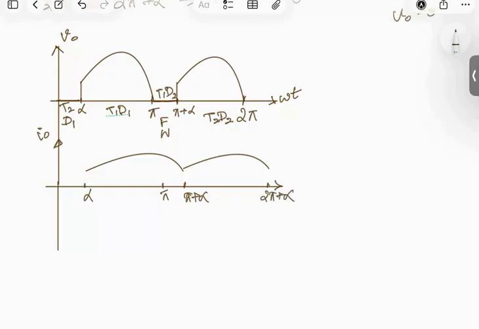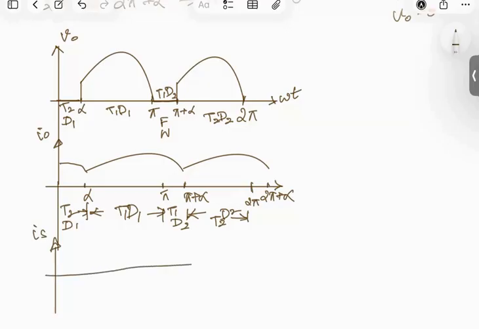And similarly, before alpha, we will have the current. So from alpha to pi, the current will be carried by T1 and D1. From pi to pi plus alpha, current is carried by T1 and D2. From pi plus alpha to 2 pi, current will be carried by T2 and D2. And before alpha, the current is carried by T2 and D1. Now we can draw the source current waveform.